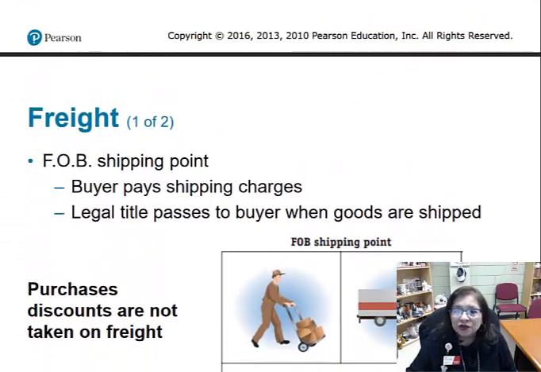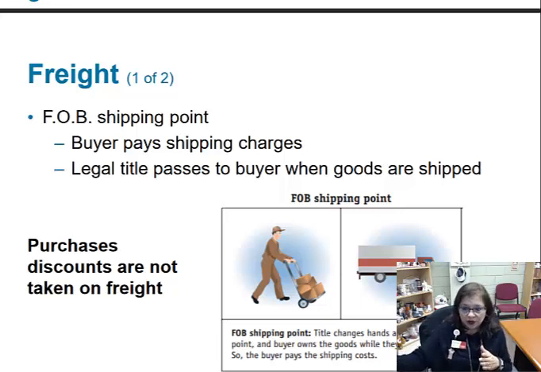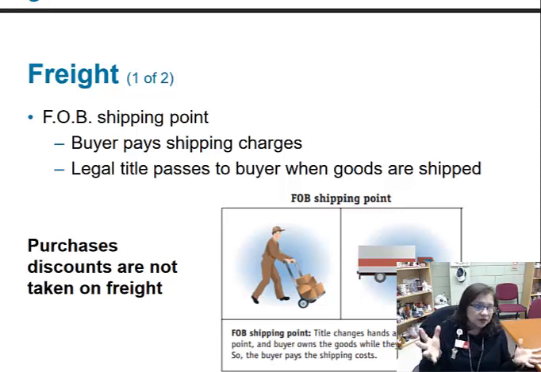We also have freight. Freight, we have two: freight on board, or freight to the shipping point. That's when the buyer pays for the shipping charges, like when we buy from Amazon. We pay for the freight. Now legal title passes to me because I've already paid for the items that I'm purchasing from Amazon. So that means it now belongs to me. If it doesn't come in, then I get a hold of Amazon to say, hey, where's my stuff? What happened to my stuff?